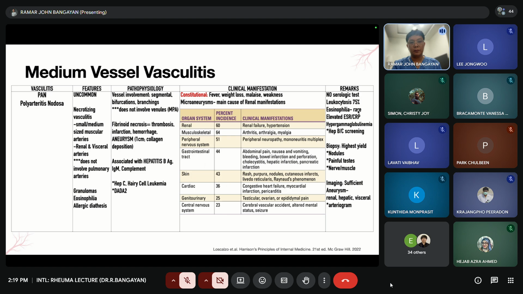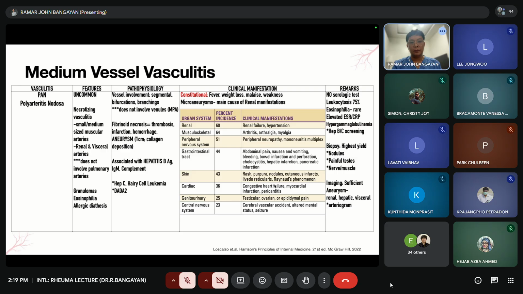All right? So no serologic test is required, but it will relatively show non-specific inflammation. You need to request hepatitis B and C screening, and biopsy. Biopsy is important. You would see fibrinoid necrosis. For imaging, angiography, you would see aneurysms in the bifurcation of your renal artery, mesenteric artery, or any visceral artery for that matter. If you want to do biopsy, it should be on the nodules, in the painful testes, or in a nerve or muscle that is involved with ulceration. That will show you a higher yield, not the palpable purpura.